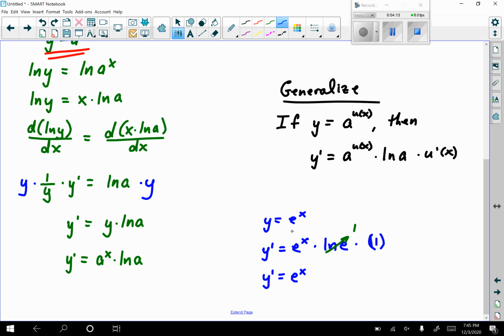So any numerical base raised to some exponent function, u of x, will follow this rule. So y equals e to the x follows it too. It's just a little extra step we have to be aware of that shows it going to 1, but it shortens it up, and we just say that the derivative of e to the x is still e to the x.